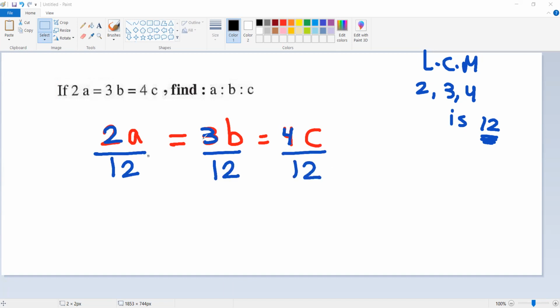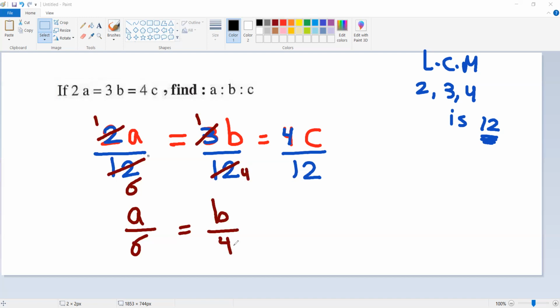Okay, and then simplify. I have here 2 and 12, divided by 2: 1, and divided by 2: 6. So that is equal to a over 6. Here 3 and 12, divided by 3: 1, and divided by 3: 4. So that is equal to b over 4. Here 4 and 12, divided by 4: 1, and divided by 4 is 3. That is equal to c over 3.